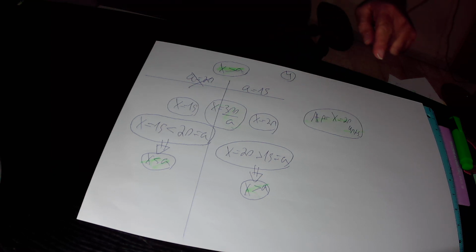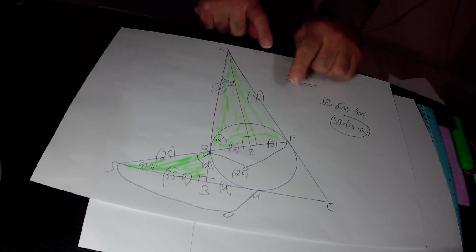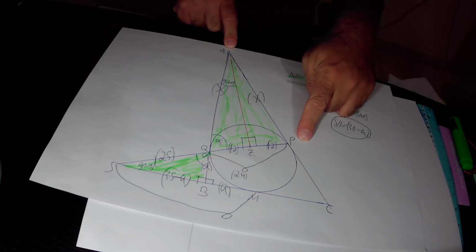So AP equals X, which is equal to 20 units in length. Again, we found out that this side AP is equal to X, and X equals 20 units in length.